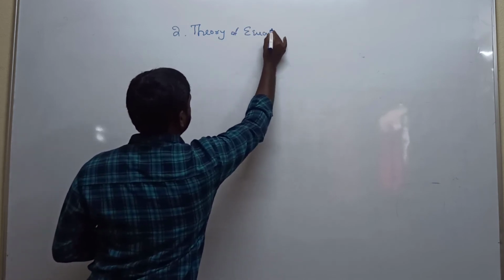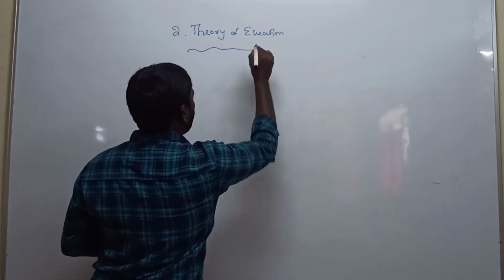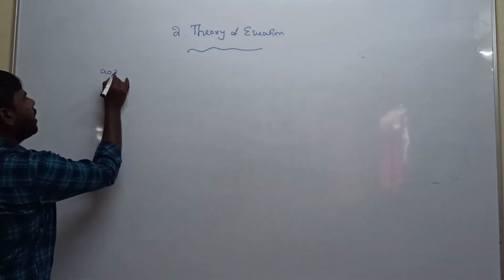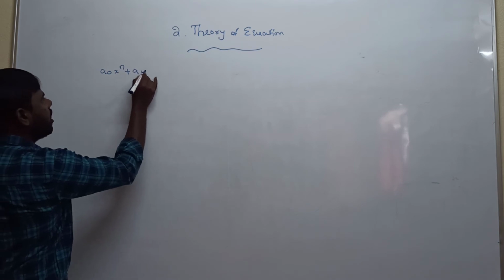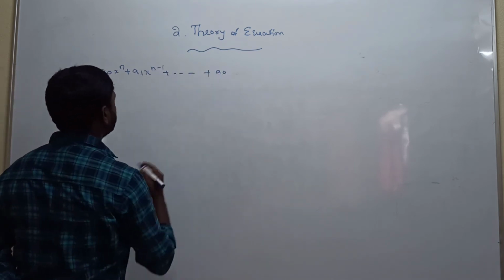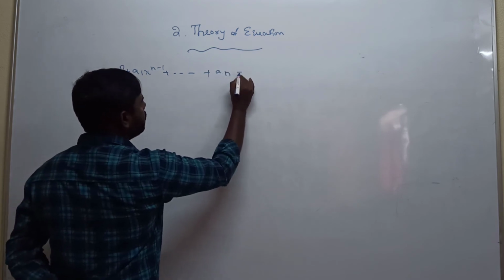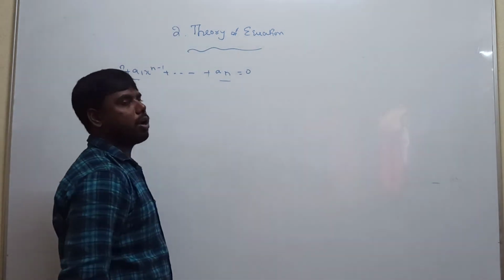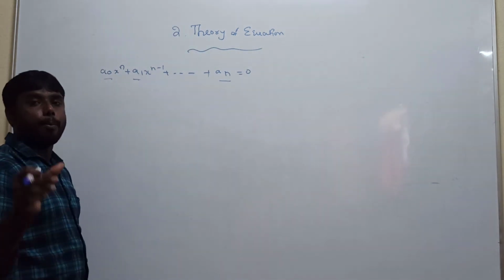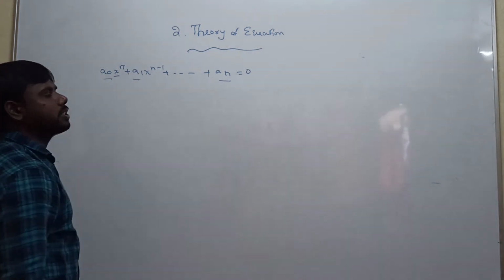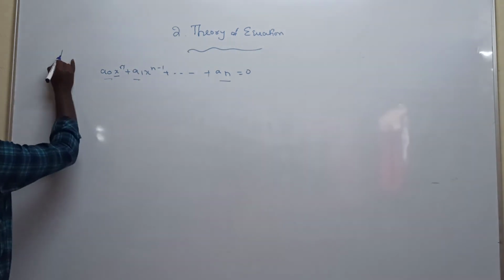The first definition is polynomial. What is the definition of a polynomial? It is an expression of the form a0 x to the power of n plus a1 x to the power of n minus 1 plus and so on, where a0 is not equal to 0 and a0, a1 and so on are all constants. It is called a polynomial equation of degree n in the variable x.